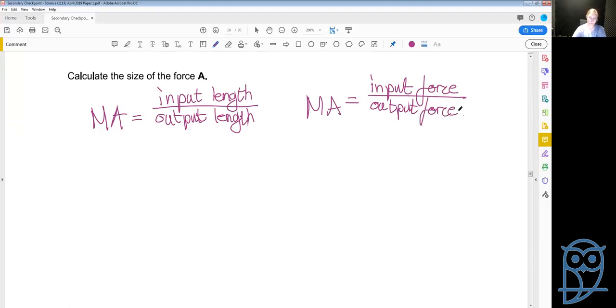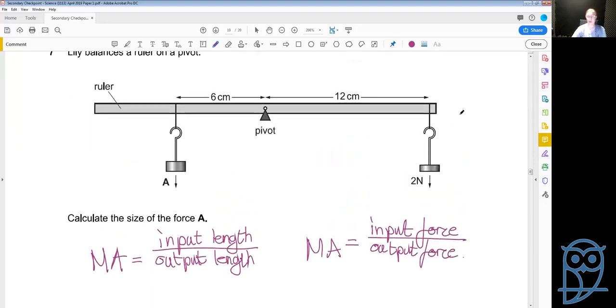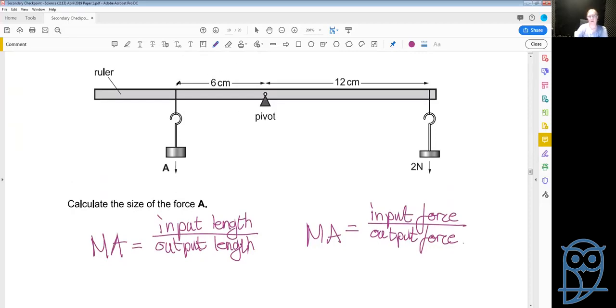Okay. So we need to see which ones of these we have. We have both lengths, so we can calculate this. So we're going to use this formula first to calculate our mechanical advantage. And then with our second formula, we have our input force, that is our 2 newtons over there. We don't have our output force, but we can calculate our mechanical advantage from this.